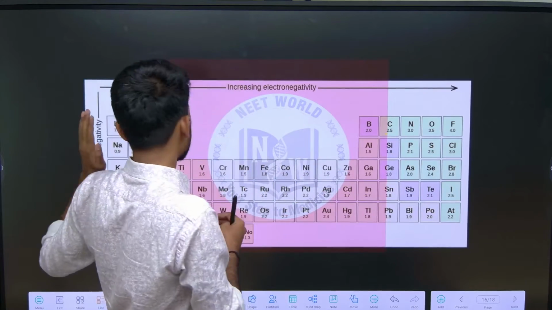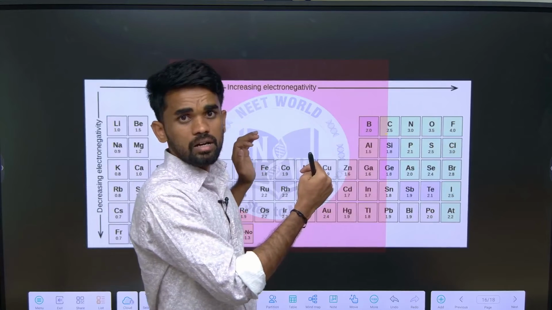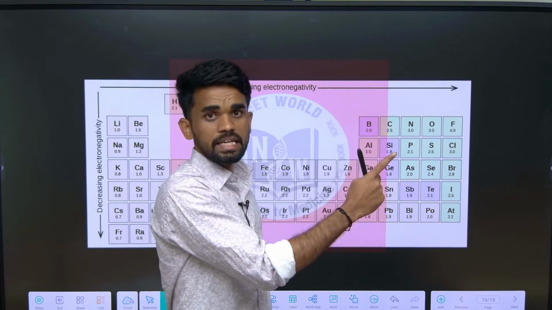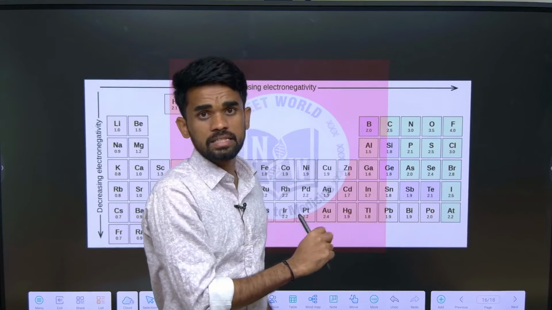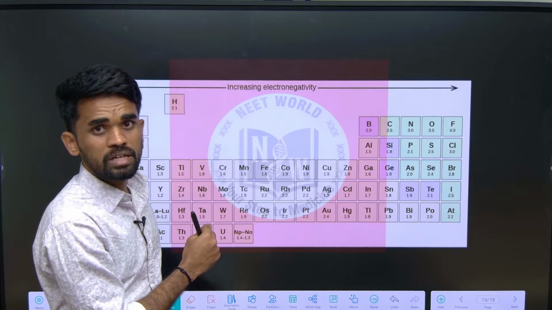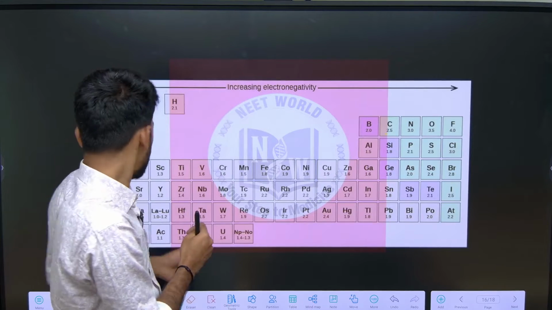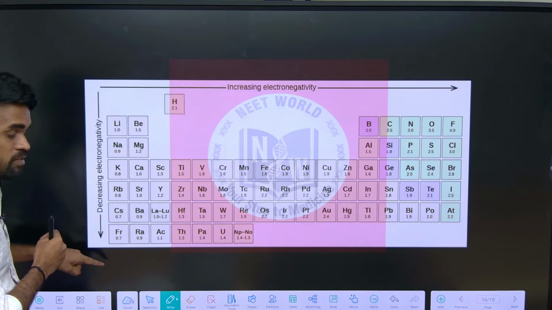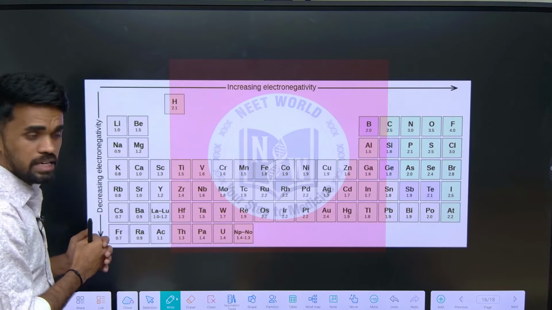From S block to P block, what happens? The electronegativity value increases and size decreases. From top to bottom, electronegativity value decreases, and as we know, size increases.